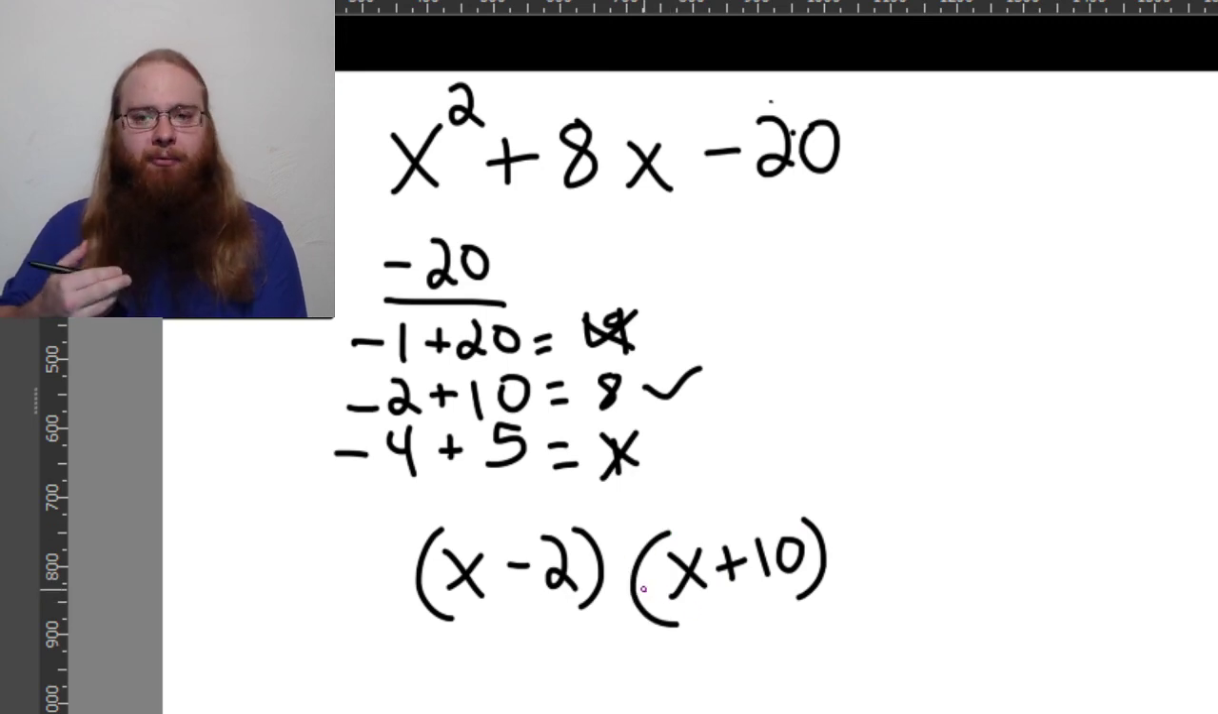So that's it for part 3. Just remember, when you have a positive middle number and a negative last number, your smaller factor is negative and your bigger factor is positive.